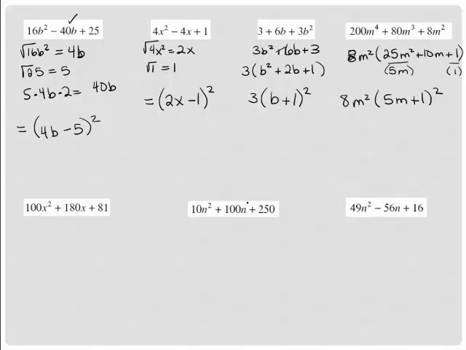Now I would like you to try these three. If they're not perfect squares, see if you can factor out a GCF, and then after that, check to see if they're perfect squares, and then factor them following the pattern. Go ahead and pause the video and take some time to do that, and then come back and check your work.